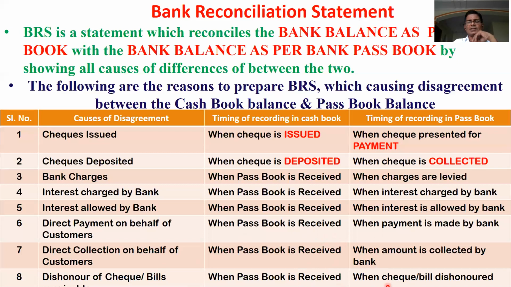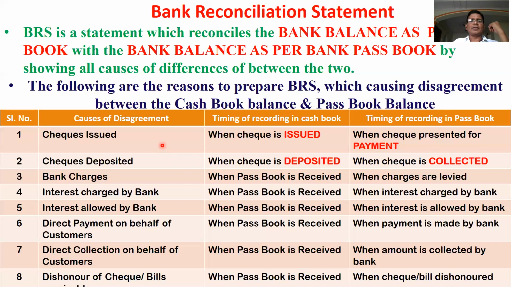Dishonor of checks. Whenever a check is dishonored, the bank automatically debits our bank account. Our checks are dishonored, and the bankers automatically debit our account, but there is no intimation in our cash book because we don't receive it. Because of these reasons, there is a difference between the bank balance according to the banker's passbook and the cash book balance of our bank column. There is a time gap, a timing of recording. Check issued: we as business accountants record it immediately, but the banker does not record it.